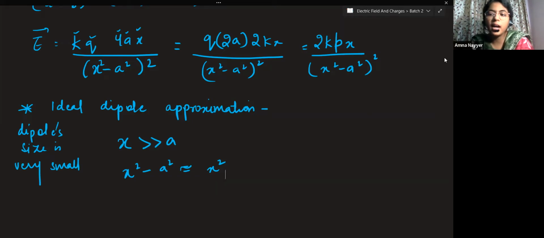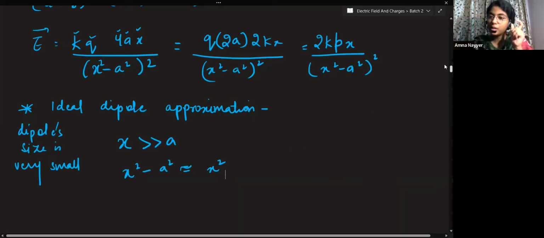Now, if you have such a case where your dipole is very small, you can find it out using the values that are given in the question. If you see x is very great and a is written in nanometers or millimeters or very small units, then you can say x is very, very greater than a. Then you are not required to use this large formula.